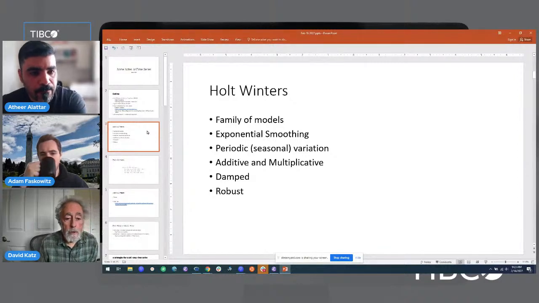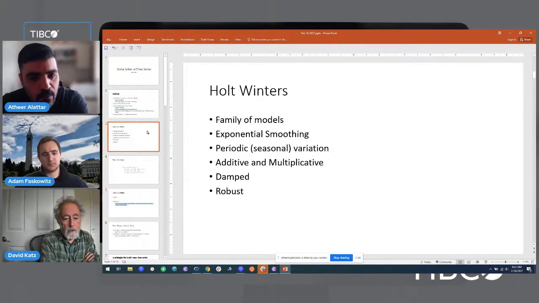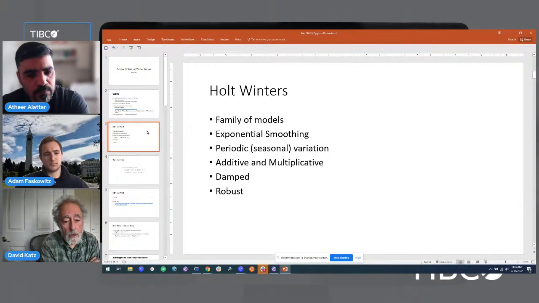So let's start with Holt-Winters, which is a family of time series models. It's implemented in Spotfire, for example. Every data science tool, from R to Python and everything else, does have versions of this. And basically what it does is it combines exponential smoothing and periodic or seasonal variation. Exponential smoothing sounds very fancy, but really it's a form of weighted average for a moving average and so forth.